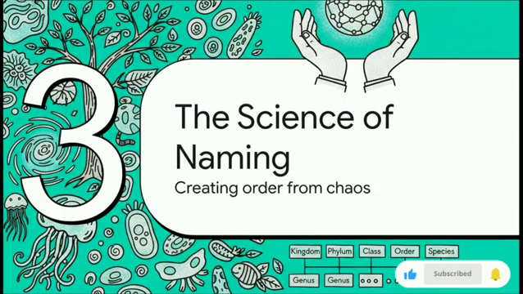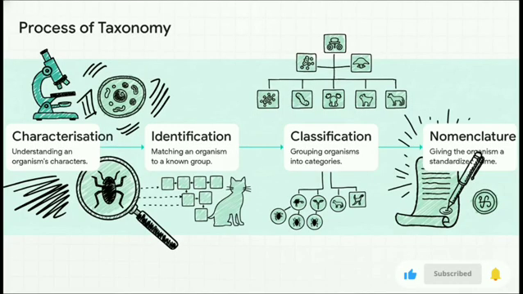You build a system. You create a universal language for biology. That system is called taxonomy. It's the science of identifying, naming, and classifying every single living organism so that a scientist in Brazil and a scientist in Japan are always talking about the same thing. And the process itself is just so wonderfully logical.